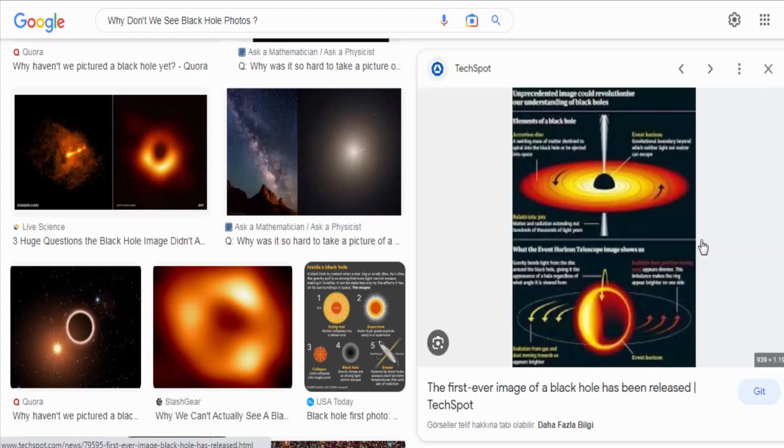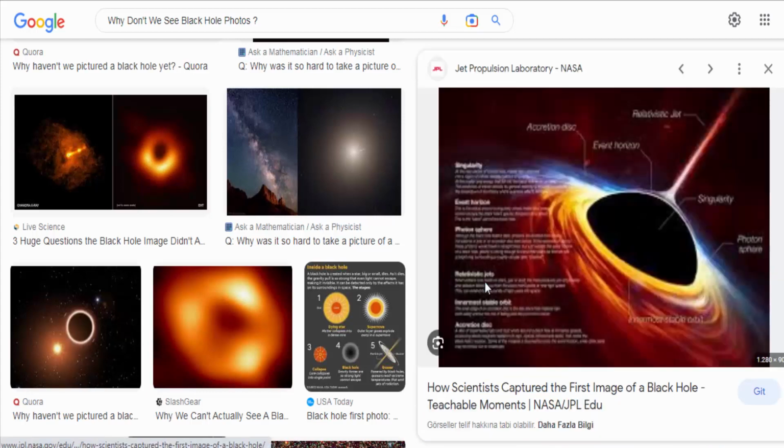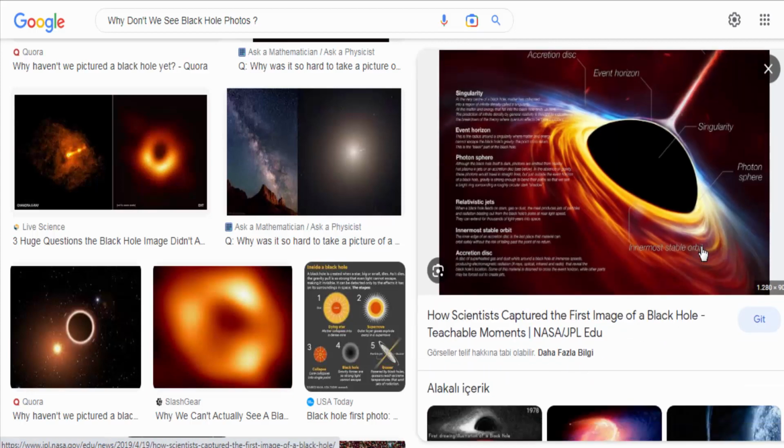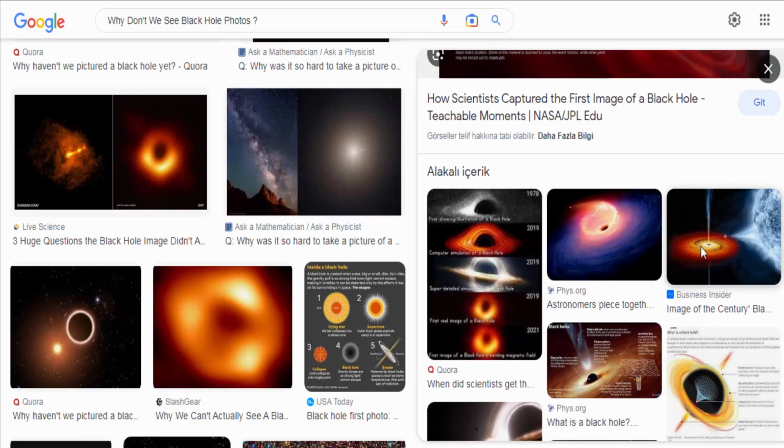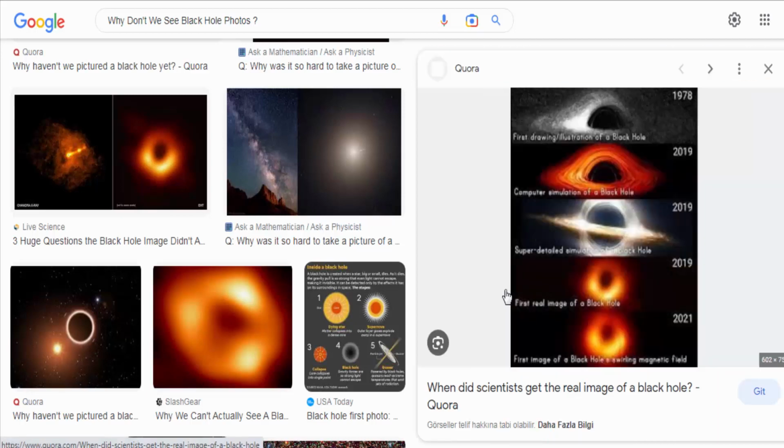Lack of light. Black holes themselves do not emit or reflect any light. They are incredibly dense objects formed from the gravitational collapse of massive stars. While they exert a powerful gravitational pull on surrounding matter, they do not emit any electromagnetic radiation that would enable us to see them directly.